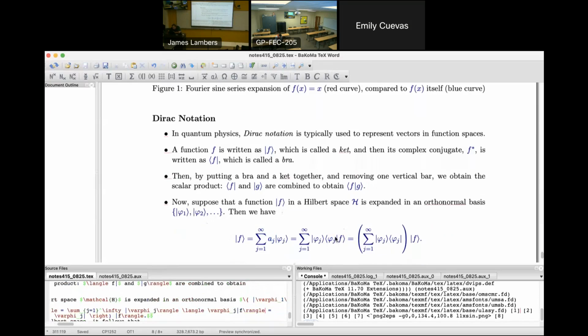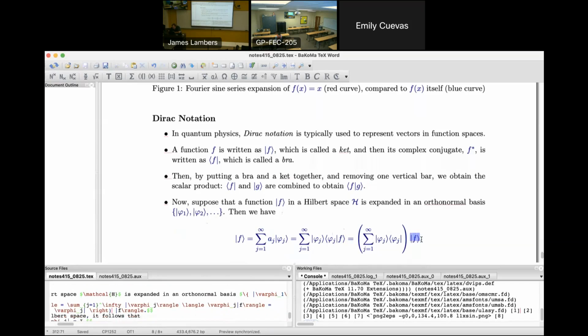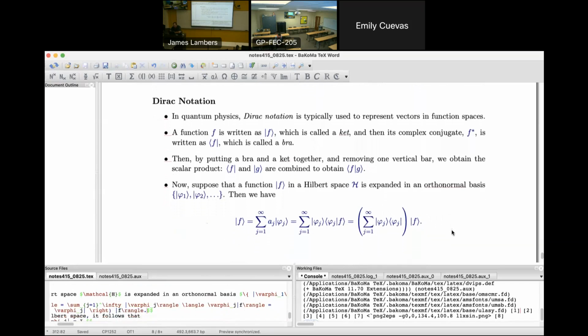But then what you can do is take this ket here, the one for f, and factor it out because it doesn't depend on j. So because you're able to break up scalar products, you're allowed to do this. So here, instead of a scalar product where you have a bra followed by a ket, now you have a ket followed by a bra. I feel so weird saying that.